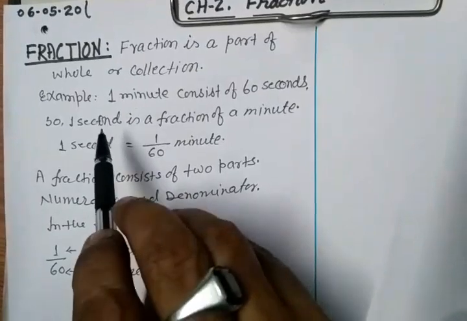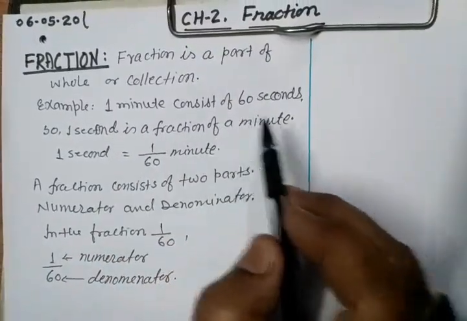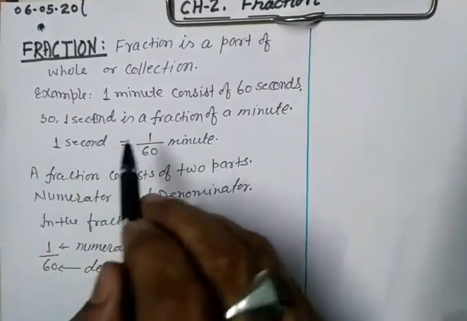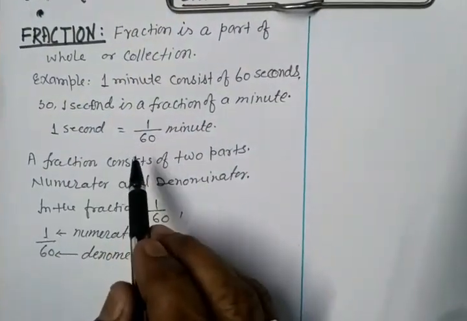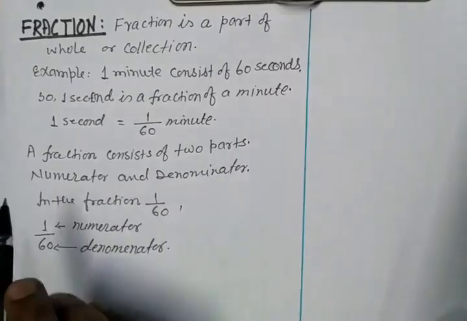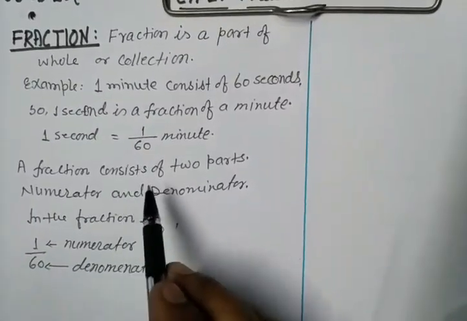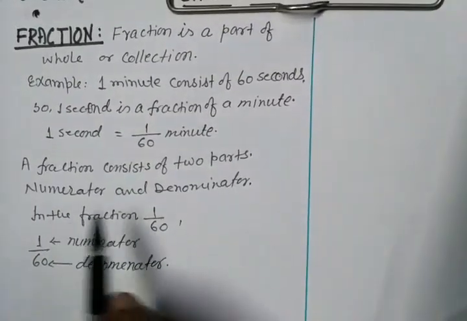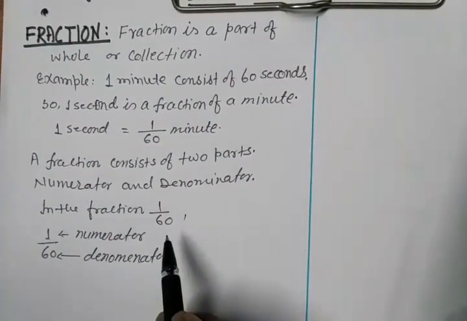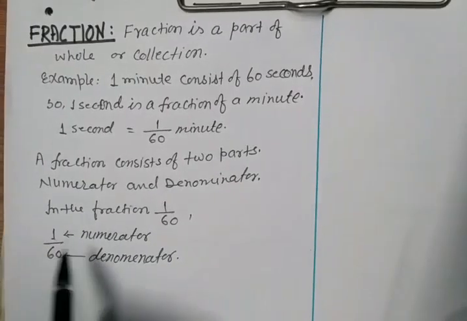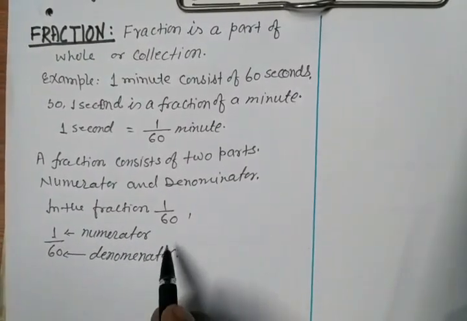Example: 1 minute consists of 60 seconds. So 1 second is a fraction of a minute. 1 second is equal to 1 upon 60 minutes. A fraction consists of two parts, numerator and denominator. In the fraction 1 upon 60, 1 is the numerator and 60 is the denominator.